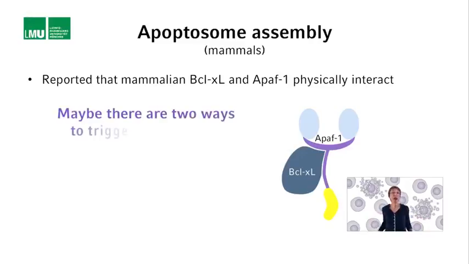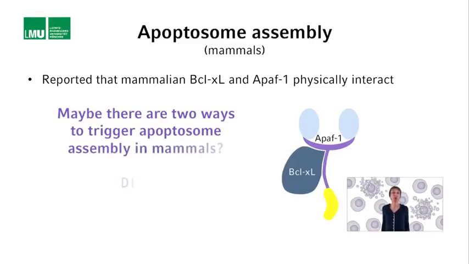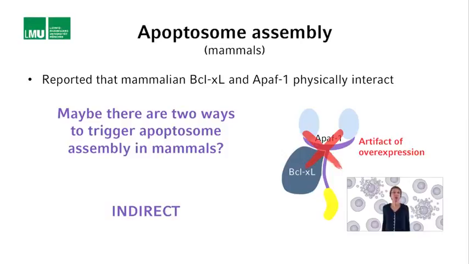So maybe there are two ways to trigger apoptosome assembly in mammals, a direct and an indirect way. No, there appears to be only the indirect way, mediated through cytochrome C release. A year after it was claimed that BCL-XL can interact with APAF1, 3 independent reports refuted this finding. And it is now generally accepted that what had been reported was an artifact of BCL-XL and APAF1 overexpression.